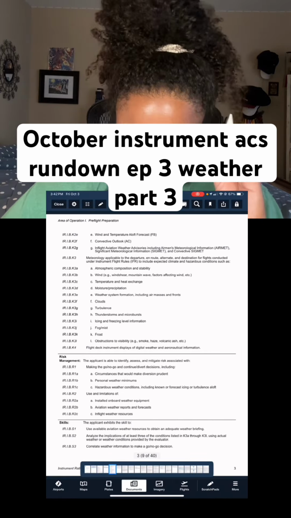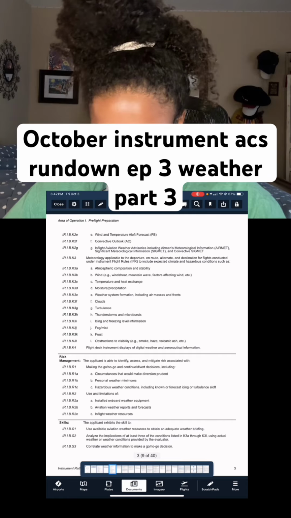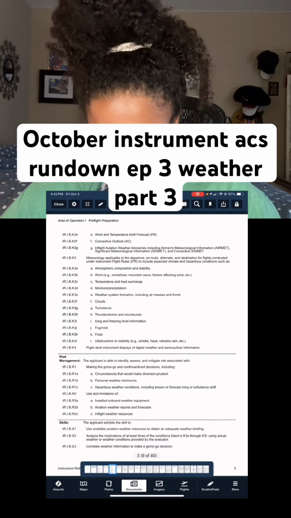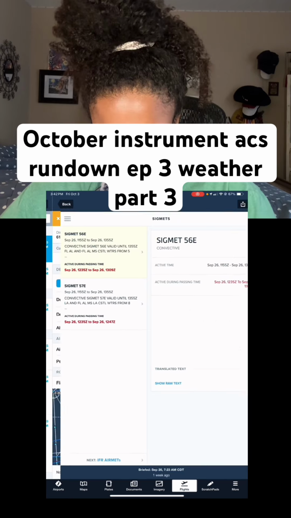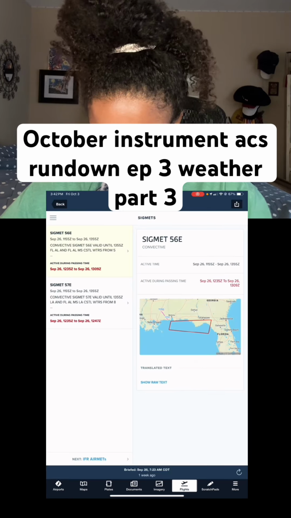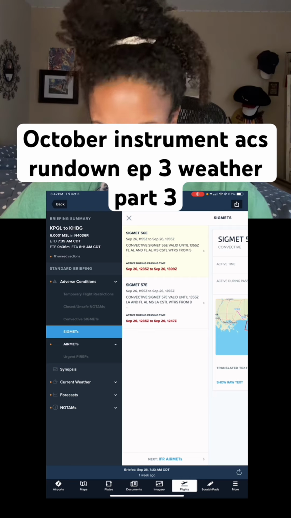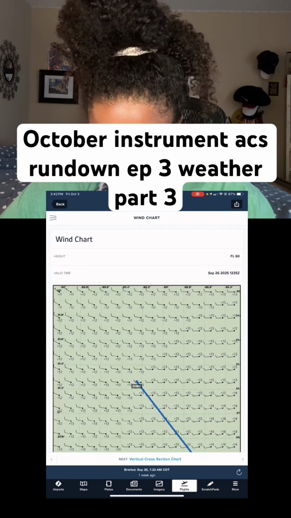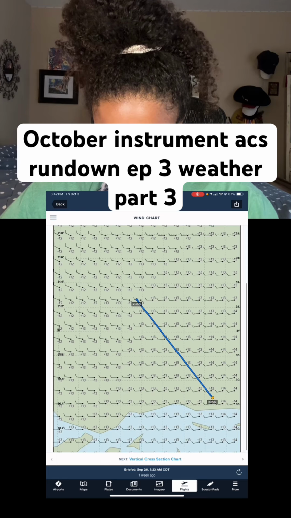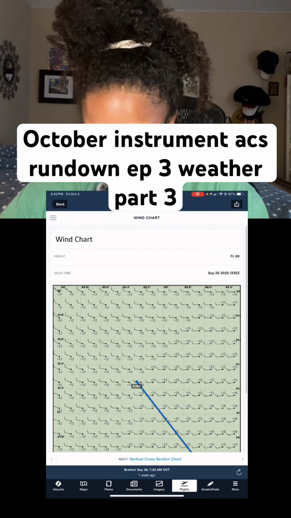Now we're on to the winds and temp aloft forecast. So they could give you the old school version of that, which let's see if I can go to one of these flights and go weather briefing. Okay, so if we go to that briefing, which you should always do, we go to current weather forecast wind charts. Those are those little charts that I was showing you guys earlier.